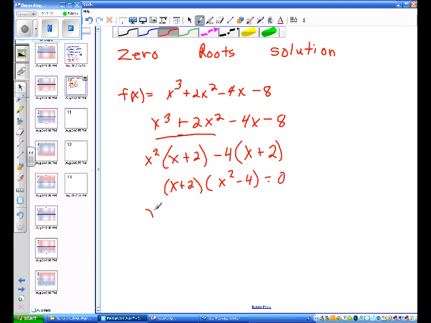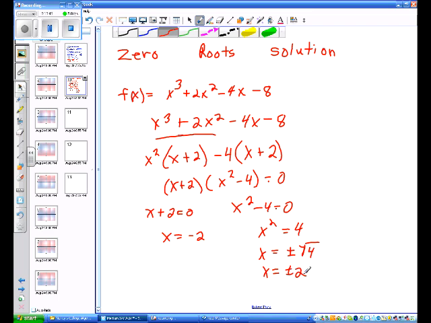Then we set each factor equal to 0. So we get x plus 2 equals 0, or x squared minus 4 equals 0. Subtracting 2, we get x is negative 2. We would add 4, and then take the square root of both sides. Remember, when we take the square root, we always say a plus or minus, and the square root of 4 is 2. So we have these as our solutions. Now in just a few minutes we're going to come back to this problem and graph it using some techniques that we'll discuss in just a minute.